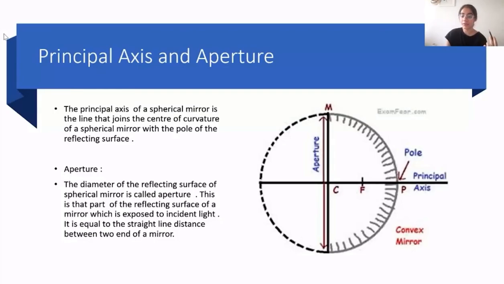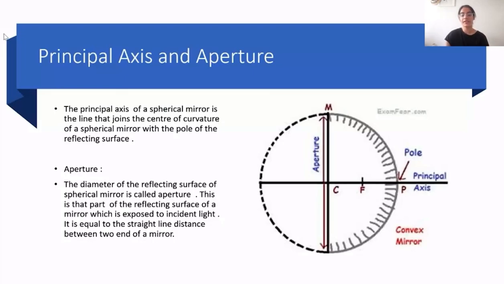So, it is the diameter of the reflecting surface of the spherical mirror. It is not the diameter of the sphere. It is the diameter of the reflecting surface of the spherical mirror. This must be kept in mind while answering the definition of an aperture. So, the principal axis of the spherical mirror is the line that joins the pole to the center of curvature, and the aperture is the straight line distance between two ends of a mirror. Aperture is the diameter of the reflecting surface of the mirror.